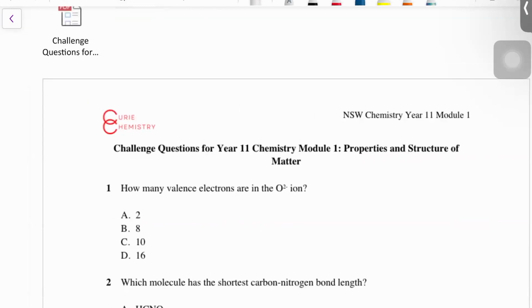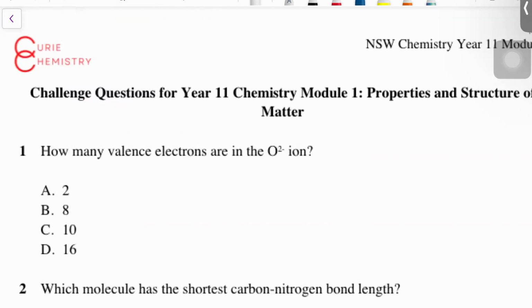Question number 1: how many valence electrons are in the O2 minus ion? First things first, valence electron refers to the electrons in the outermost shell.